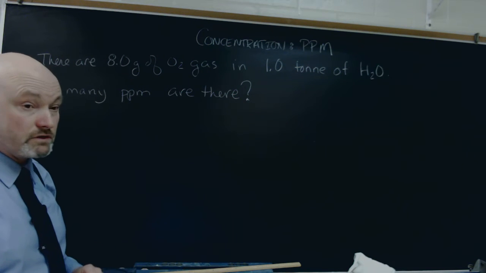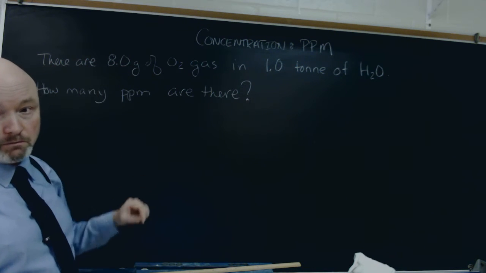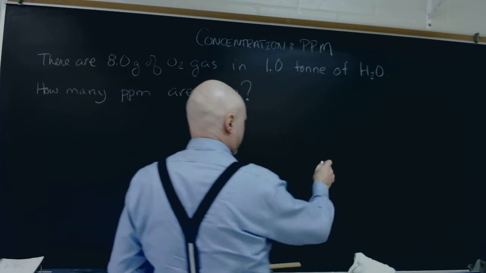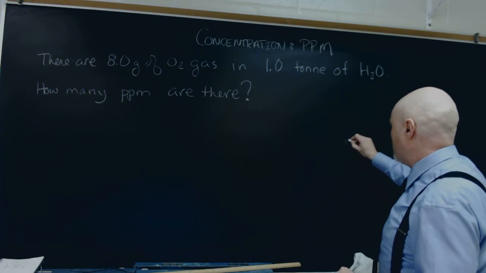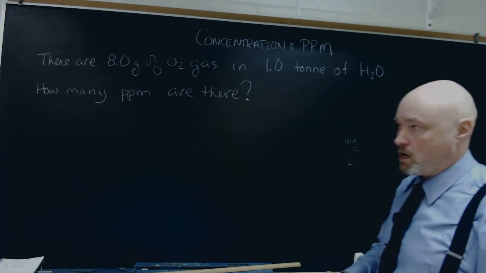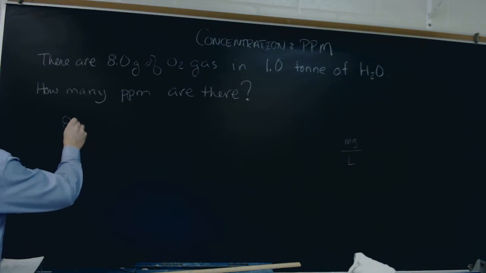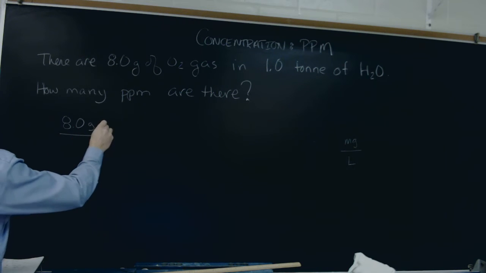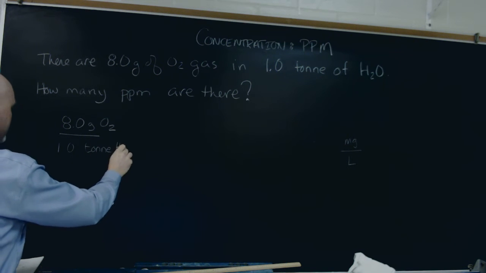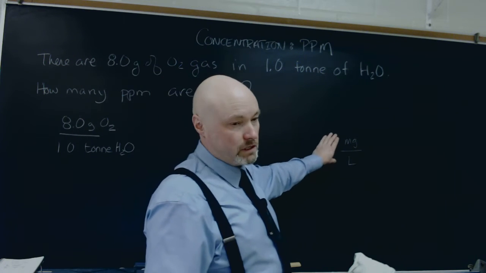So if we have 8 grams of oxygen gas in 1 ton of water, the question is how many parts per million are there? So ultimately what we want to do is get this parts per million in milligrams per kilogram. Or sorry, let's do milligrams per liter of water. And where we're starting off over here in our factor label equation is we're starting with 8 grams of oxygen per 1 ton of H2O. Okay, so we're starting out over here. We ultimately want to get to these units of milligrams per liter over here.